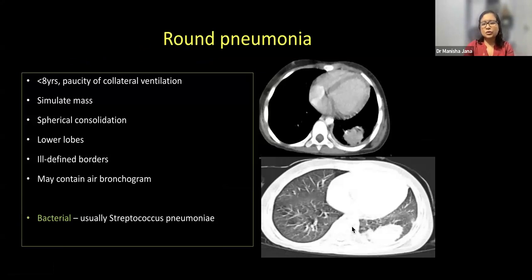Now, the term round pneumonia is typically used when the consolidation is much more well defined, and sometimes it may be mistaken for a mass.